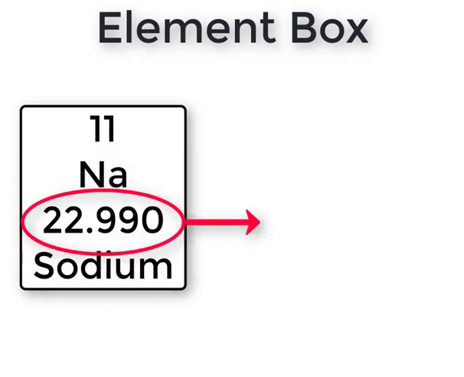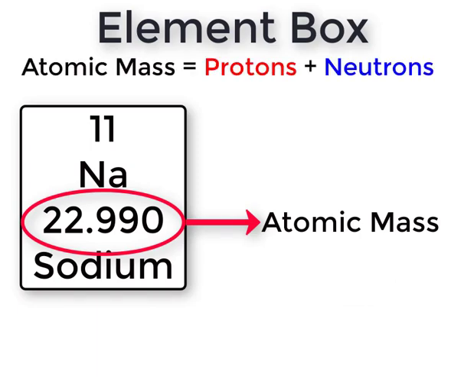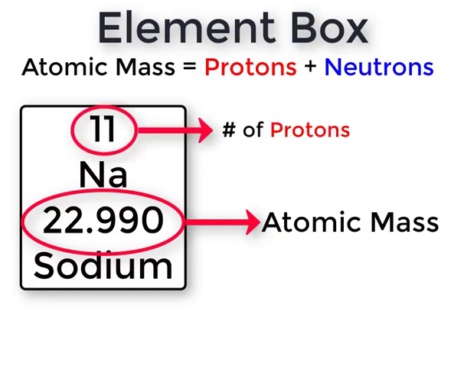The next part is the atomic mass. Remember we talked about calculating an atom's mass? You add the protons and neutrons together. So if we have the mass already, we can subtract the number of protons. Remember, we know the number from the atomic number found on top. Let me show you how that works.